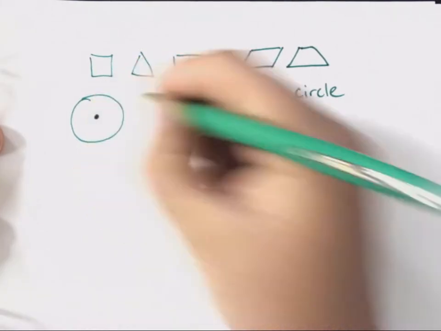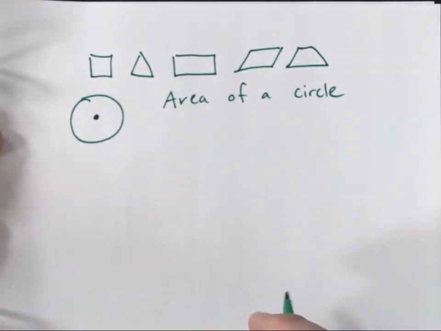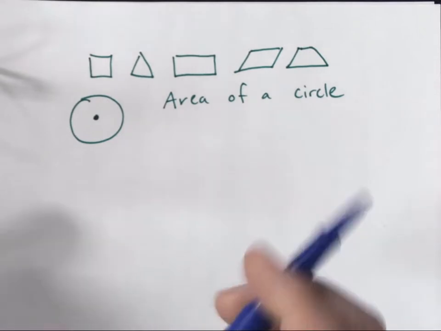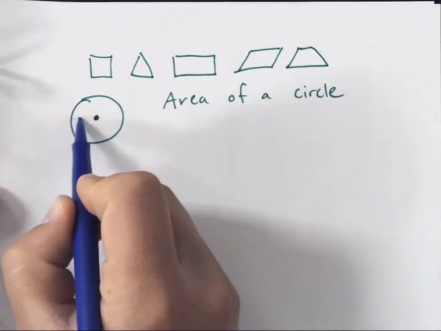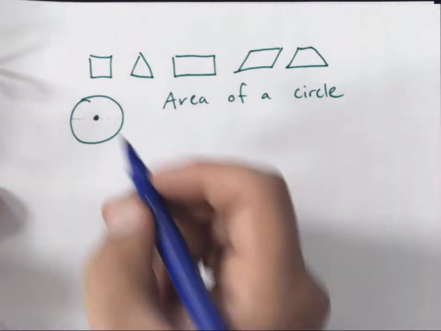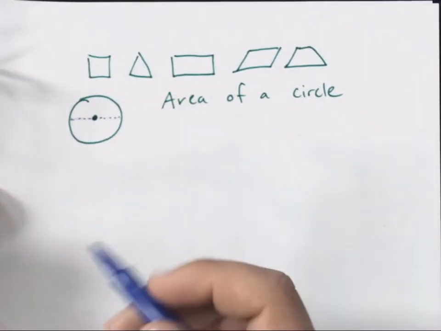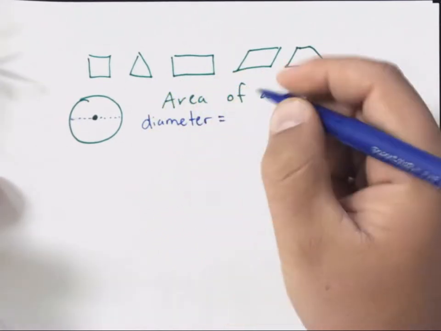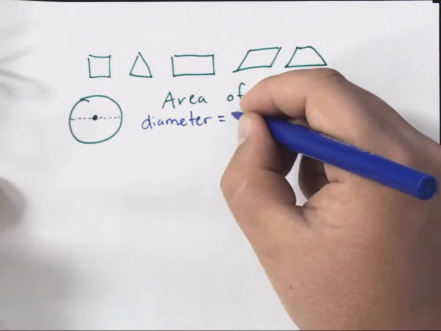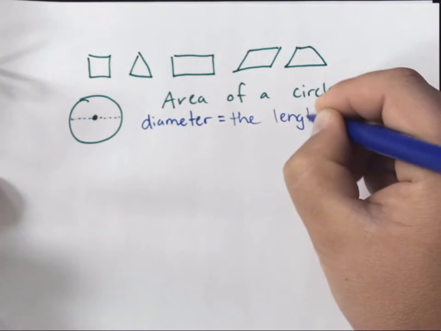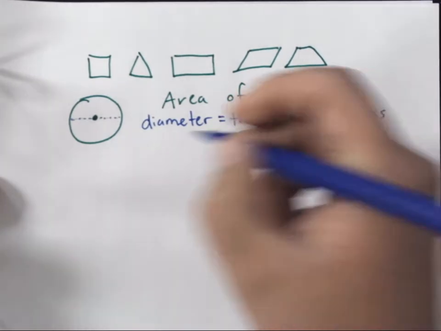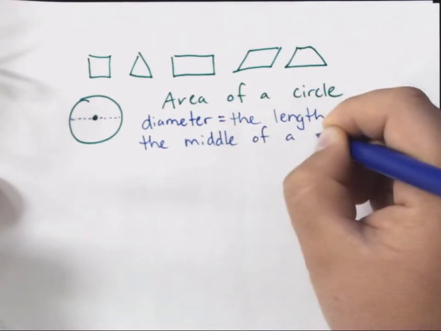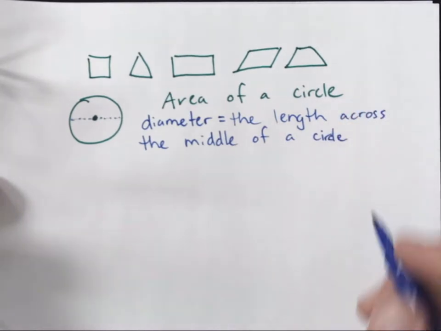In a circle, there is always a center. Okay, from the center, if you cut a line right through the middle of the circle, that line going right through the middle would be called the diameter. Okay, diameter, which is the length across the middle of a circle.